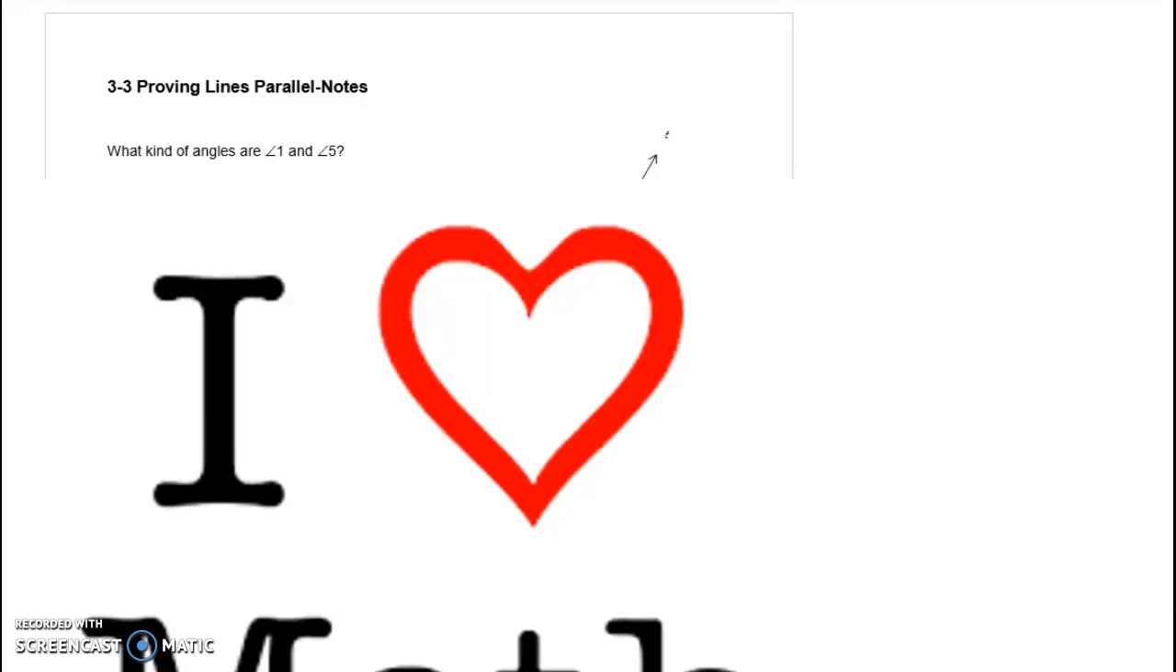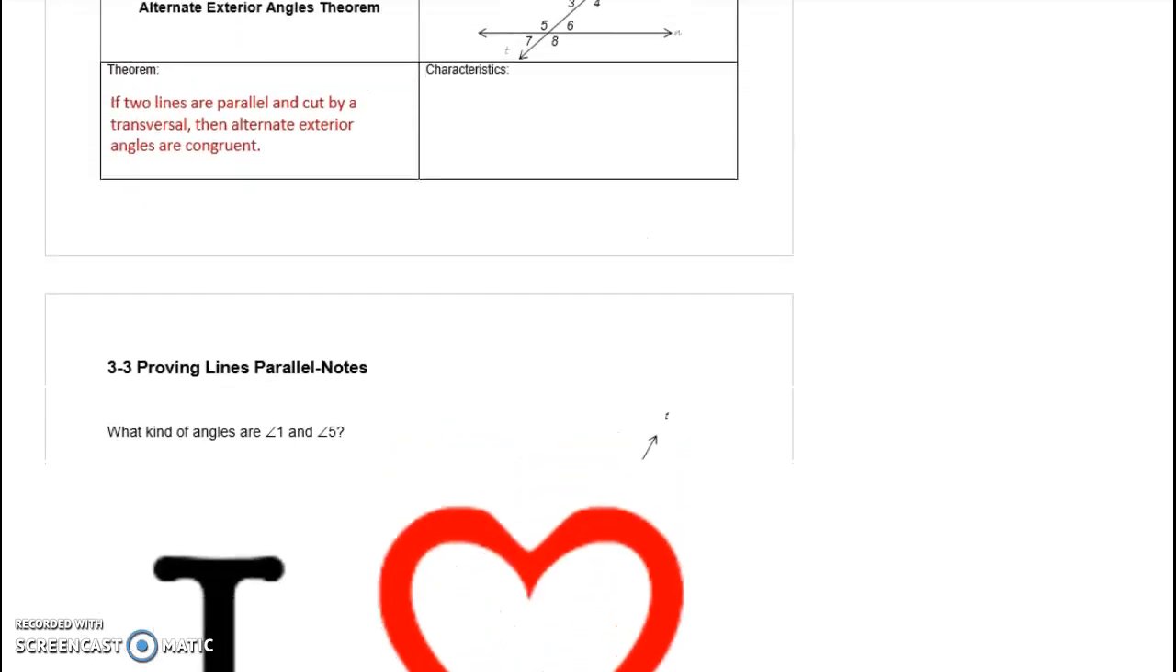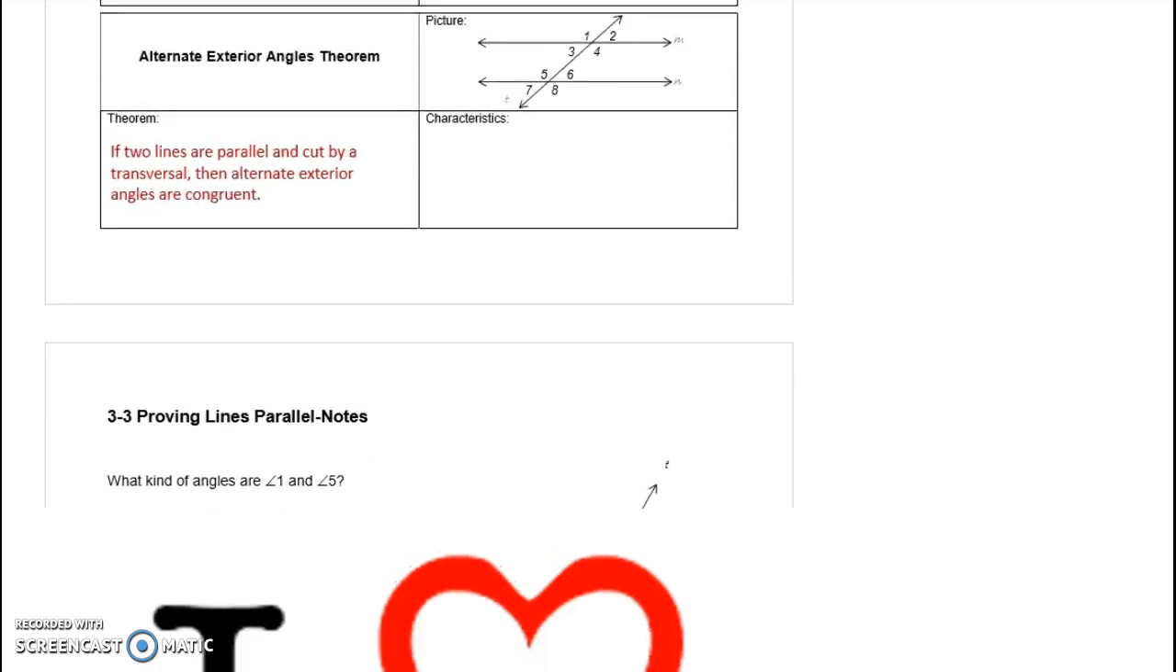Today's lesson is 3-3, proving lines are parallel. Now in order to do that, we kind of have to understand what we were doing before. So here's an example from before. We've had this in our 3-2 notes, and it says, alternate exterior angles theorem. If two lines are parallel and cut by a transversal, then alternate exterior angles are congruent.